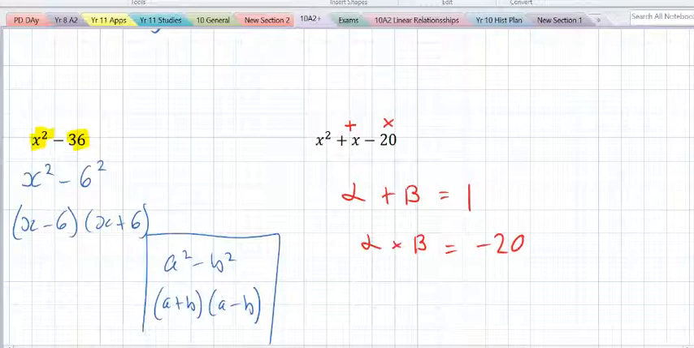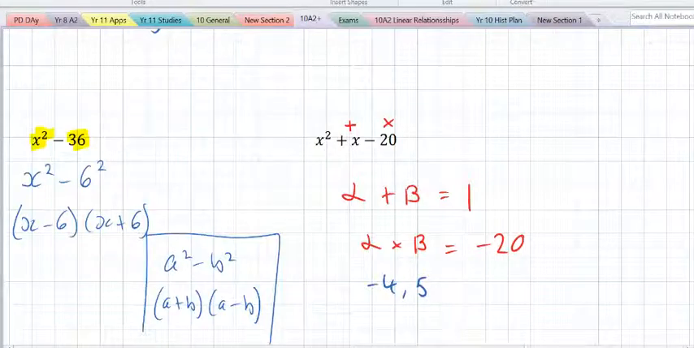What two numbers add to 1 and multiply to minus 20? If we do minus 20 times 1, that multiplies to minus 20, but minus 20 plus 1 is minus 19, which doesn't get us there. Okay, so 10 and minus 2 multiply to negative 20, but if we add 10 and minus 2, we don't get 1. You're on the right track. What else goes into 20? Negative 4 and 5. Good. So our two numbers are negative 4 and 5.